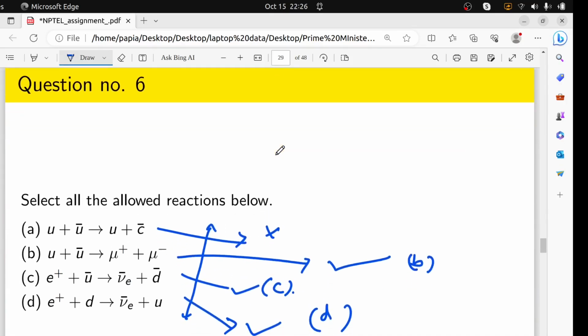Question number 6. Select all the allowed reactions below. U plus U bar goes to U plus C bar. That is not correct. And the rest of the reactions are correct. That means U plus U bar goes to mu plus mu minus. E plus U bar goes to mu E bar plus D bar. E plus D goes to mu E bar plus U.